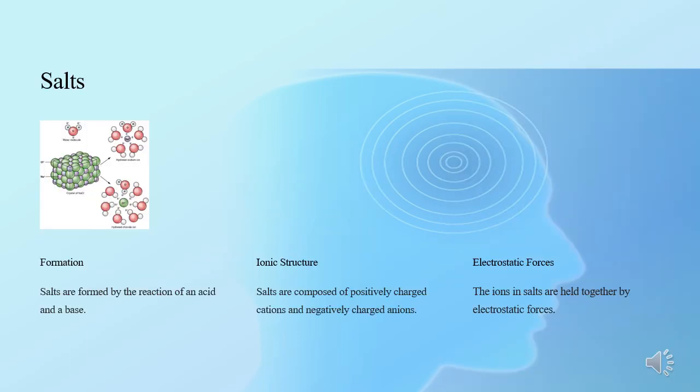Salts: formation. They are formed by the reaction of an acid and a base. Ionic structure: salts are composed of positively charged cations and negatively charged anions. Electrostatic forces: the ions in salts are held together by electrostatic forces.